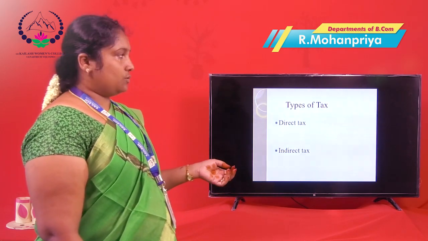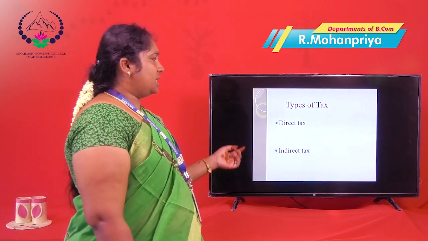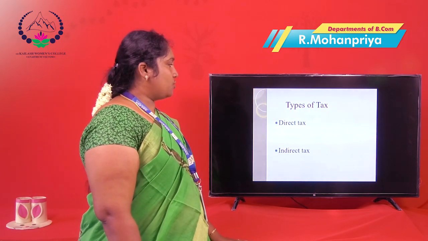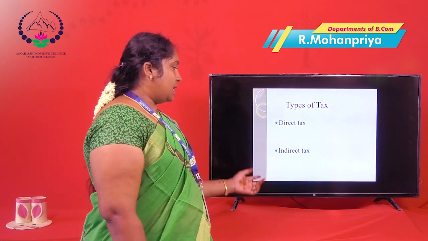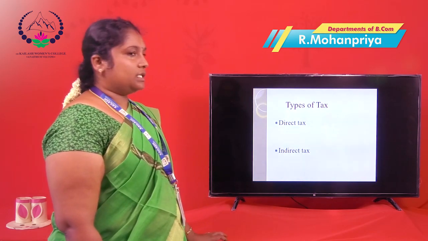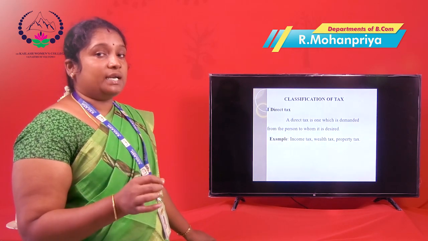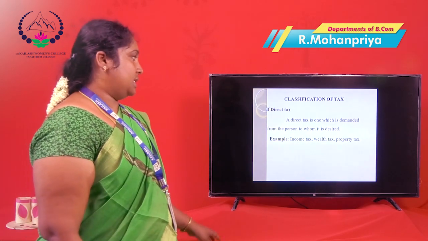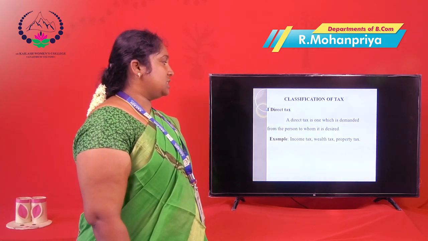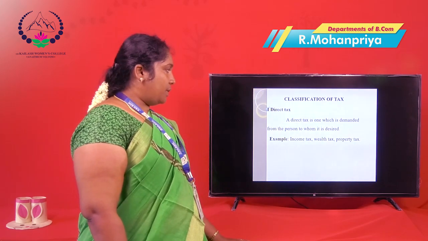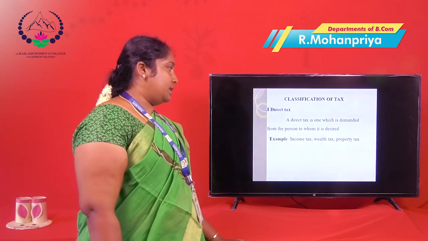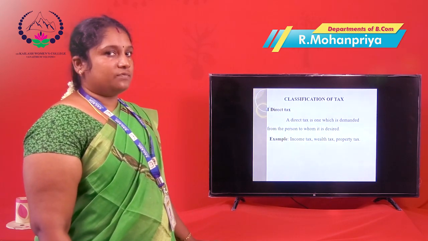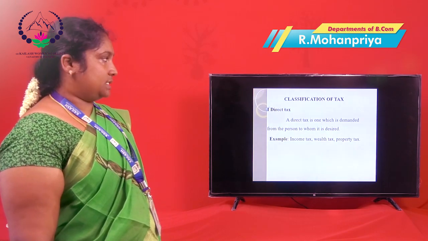Next, types of taxation. There are two types of taxation. The first is direct tax, and the other is indirect tax. In direct tax, any sum of money is paid directly to the government. A direct tax is one which is demanded from the persons on whom it is desired to be imposed. Examples: income tax, wealth tax, property tax, etc.